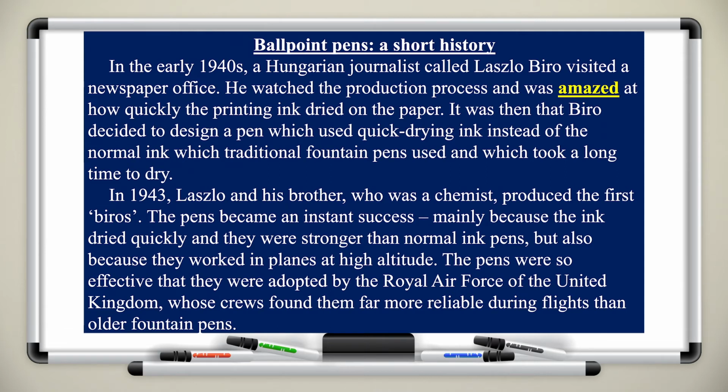In the early 1940s, a Hungarian journalist called Laszlo Biro visited a newspaper office. He watched the production process and was amazed at how quickly the printing ink dried on the paper. It was then that Biro decided to design a pen which used quick-drying ink instead of the normal ink which traditional fountain pens used and which took a long time to dry. In 1943, Laszlo and his brother, who was a chemist, produced the first ballpoint pens. The pens became an instant success.